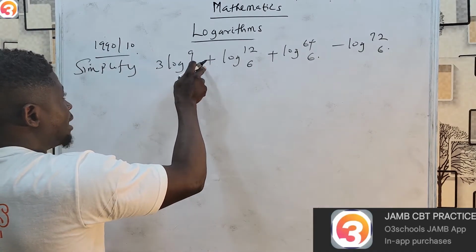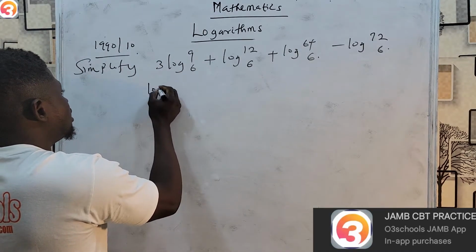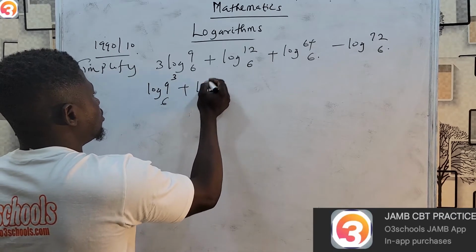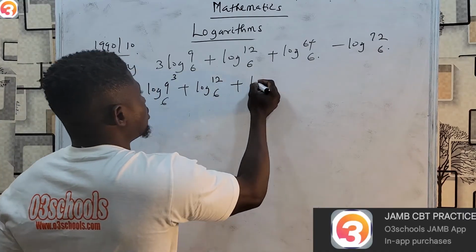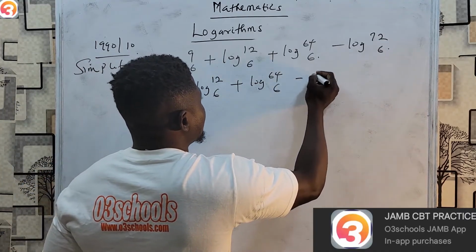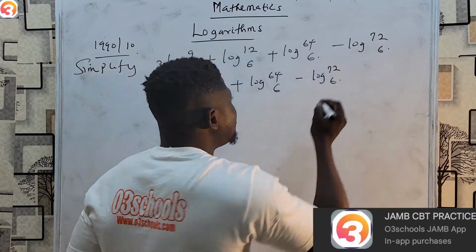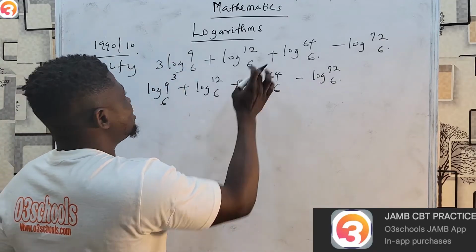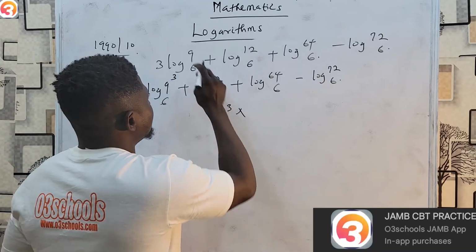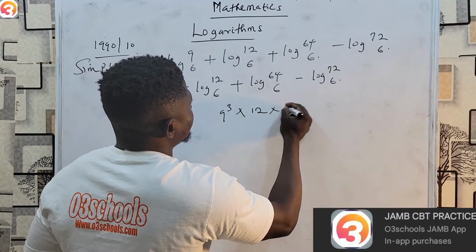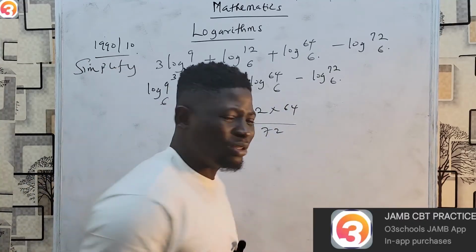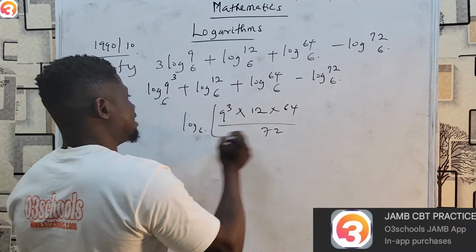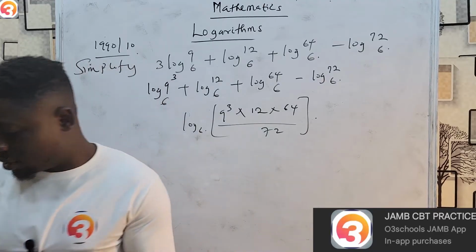So now let's take it back to the index form. So I'm going to have logarithm of 9 raised to the power 3 base 6, then plus log 12 base 6, then plus log 64 base 6 minus log 72 base 6. If you're in the exam hall, the first thing you should do after seeing this is to just say 9 to the power 3 times 12 times 64 divided by 72. That is the next thing you should be doing. So you bring out your log, and you can now start simplifying to work towards your answer.